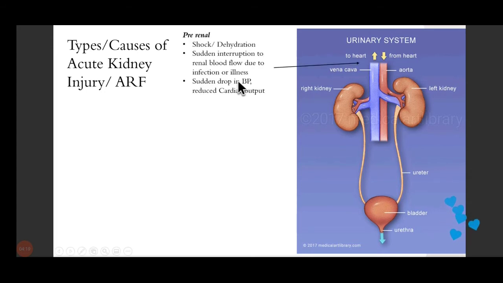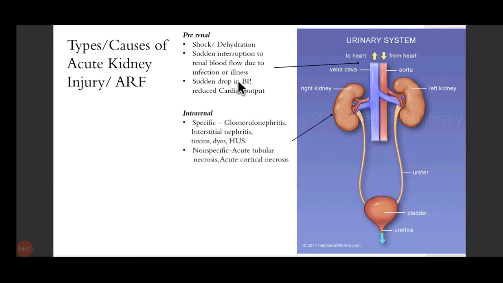So, the first type is pre-renal. This involves a decreased blood flow to the kidney, which may occur in a case of shock, when the patient is dehydrated, or if there is sudden interruption to the renal blood flow due to any infection or illness. Another condition is that the cardiac output is reduced, and also there is a sudden fall in the blood pressure of the patient.